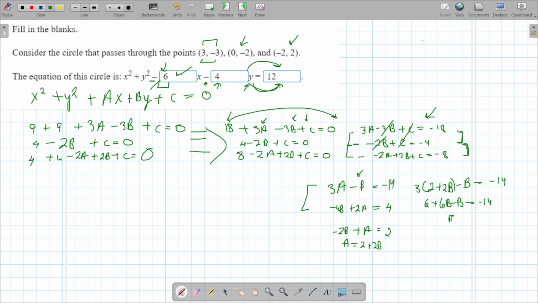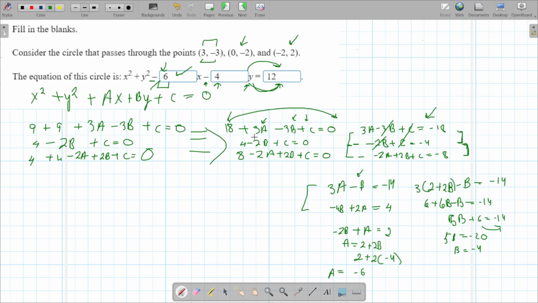6b minus b, 5b plus 6 equals minus 14. 6 to the other side, you're going to get 5b equals minus 20. You're going to get b equals minus 4. Then you can substitute a equals 2 plus 2b, so 2 plus 2 times minus 4. So it's 2 plus minus 8, which is minus 6. You get a equals minus 6.